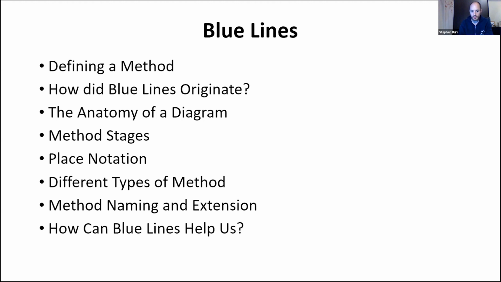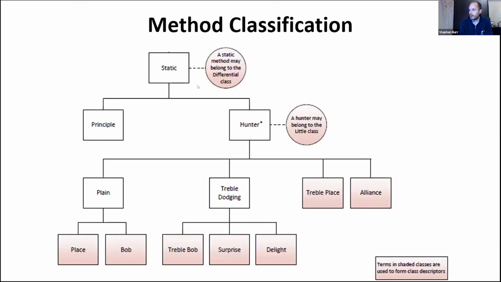So let's have a look at the diagram that I started describing. If you remember, there was a dynamic box up at the top, which I cut out. Those methods are not very commonly rung. They're interesting, but I think a little bit beyond the scope of what I'm talking about. So we're looking at static methods, which are basically methods that have a set length in the plain course. Last time we looked at principles, which include things like Stedman and plain hunt, where all of the bells do the same line. There's no hunt bell.